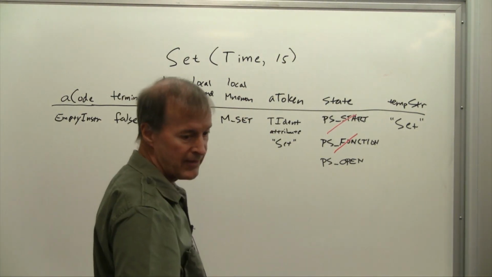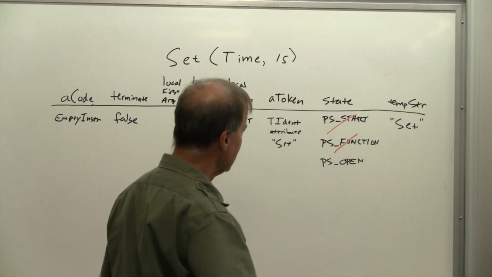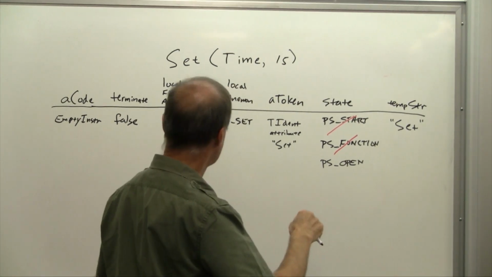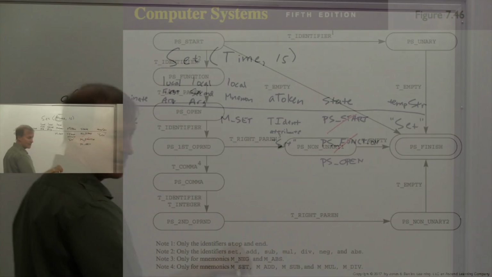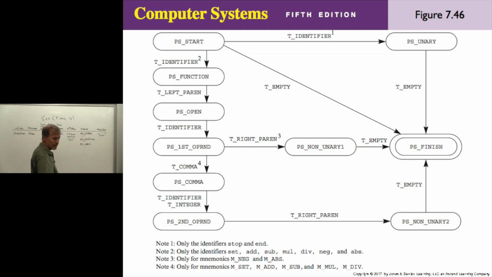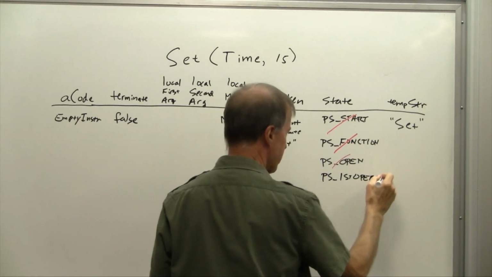Time. And that will take us to where? And then it will save this. It'll get the string and save it, okay? And then, it will save that in the local first arg, you see, okay? And then what will happen? The next thing we'll get is a what? A comma. And time will take us to what? PS first operand. So then this will be PS first operand.